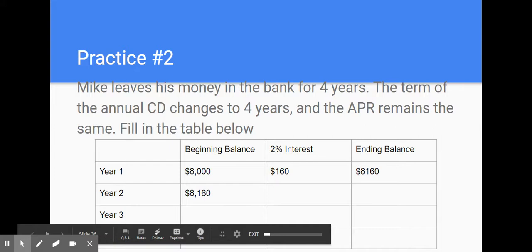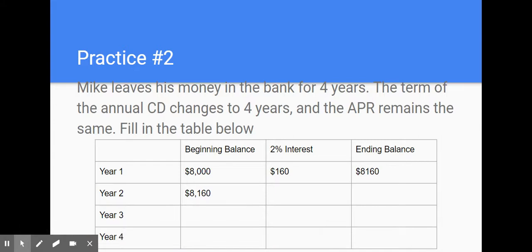All right, so what I want you to do, this is a certificate of deposit that pays compound interest, in which the percentage rate is 2%, the APR is 2%. The principal is $8,000, so I completed year one for you guys. What I want you to do is pause the video and fill out the rows for year 2, 3, and 4.